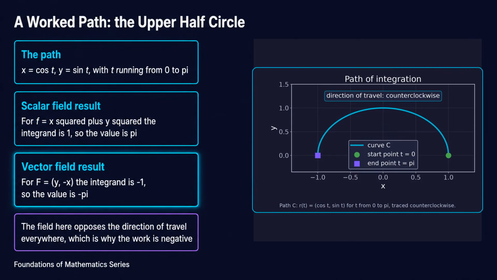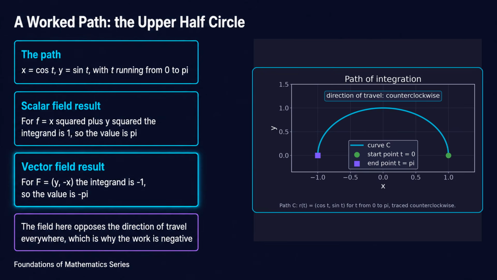Let us do both on the same path, the upper half of the unit circle, with x equal to cosine of t and y equal to sine of t as t runs from 0 to pi. First, the scalar field f equal to x squared plus y squared. On the unit circle, that quantity is 1 everywhere, and the speed is also 1, so the integrand is just 1 and the value is the length of the path, which is pi.